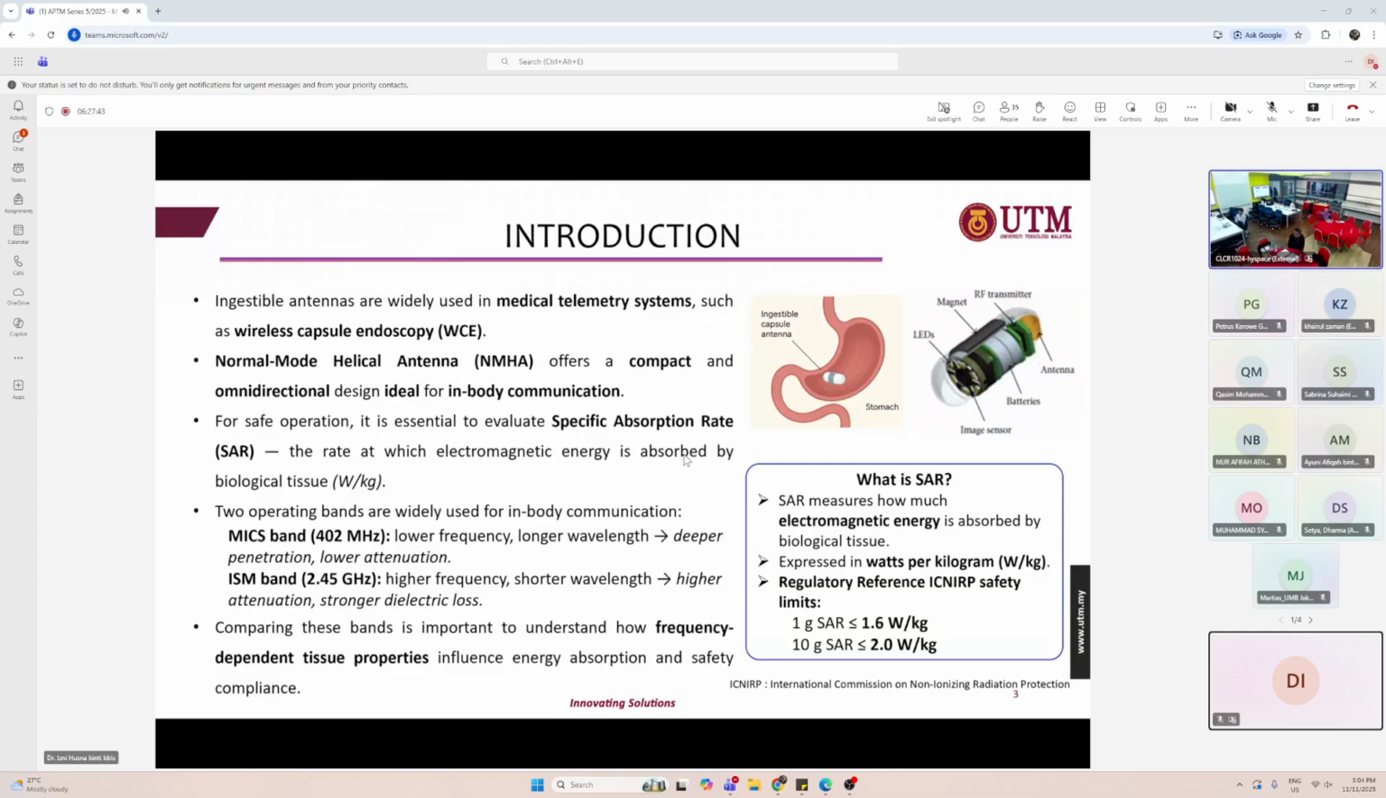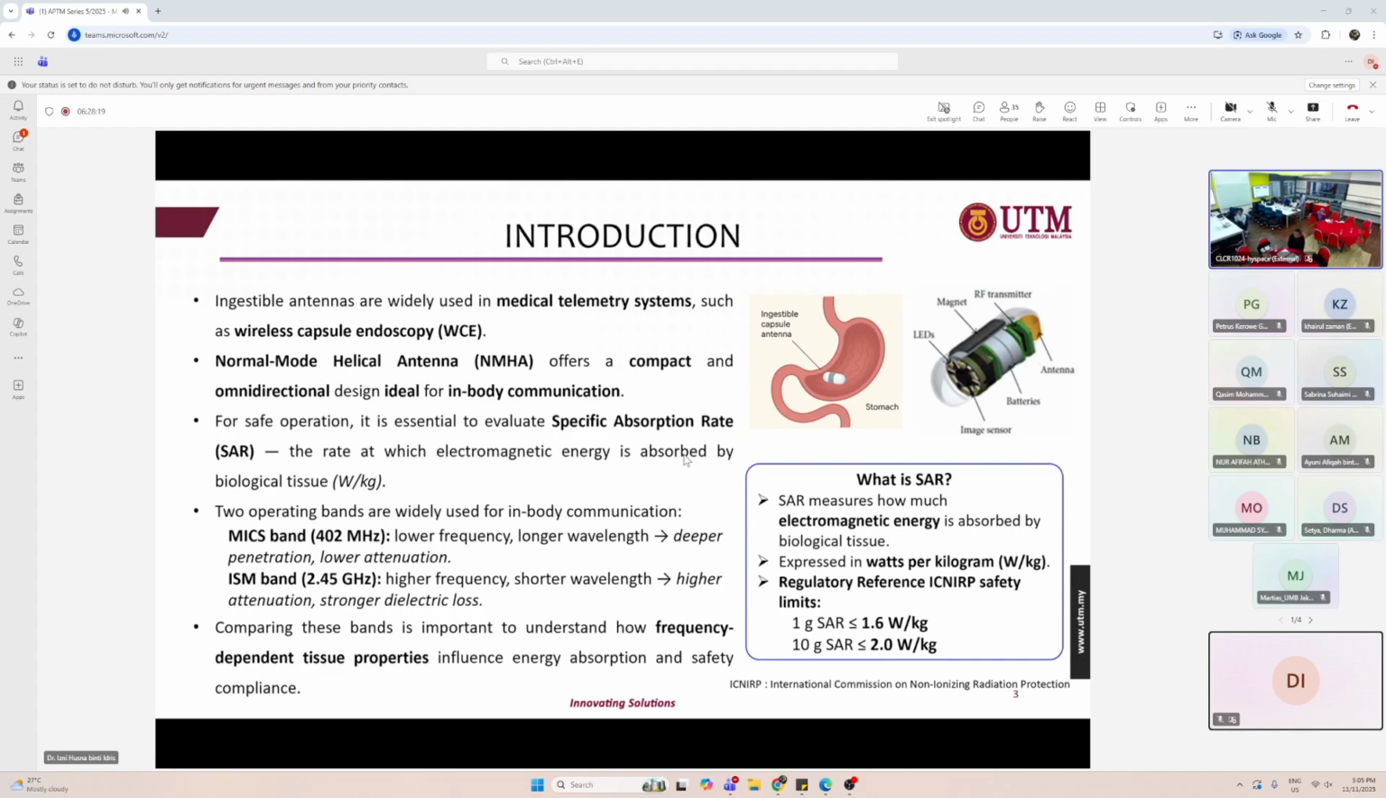The lower frequency has the longer wavelength and deeper penetration, which causes lower attenuation. The ISM band covers a higher frequency, around the gigahertz range, so it has a shorter wavelength with higher attenuation and stronger dielectric loss. Comparing these bands is important to understand how frequency dependence influences the absorbed energy in the body, and to know how it complies with the regulatory standard.